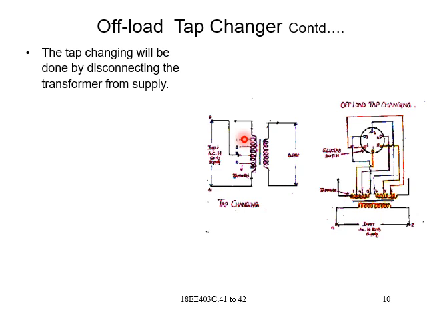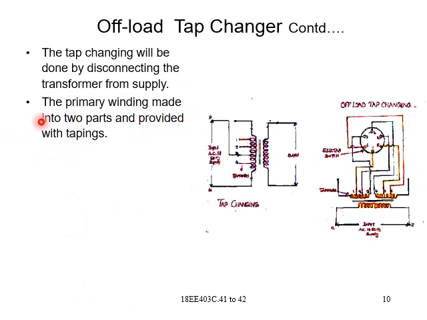The sparks are obtained only during on-load tap changing. When there is no load or no supply on it, there won't be any spark since there is no supply in it. The problem arises only on on-load tap changing. So that is why the tap changing will be done by disconnecting the transformer from supply.